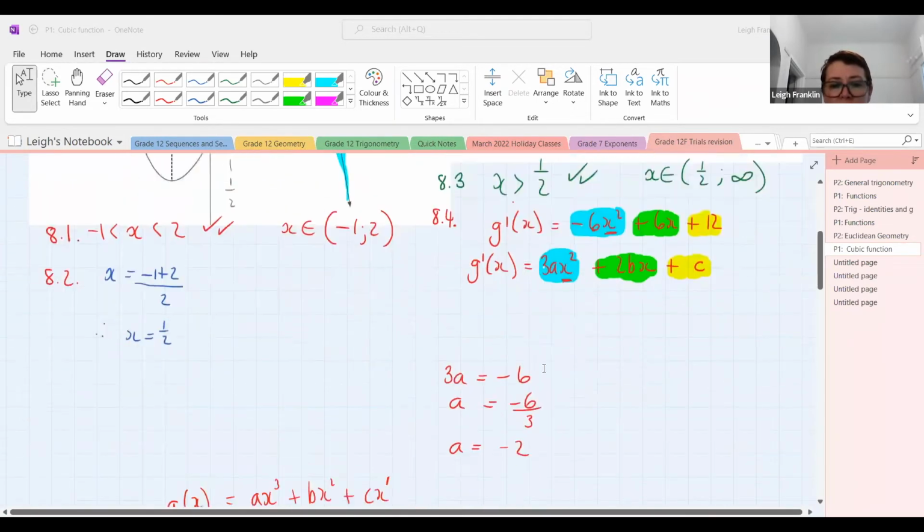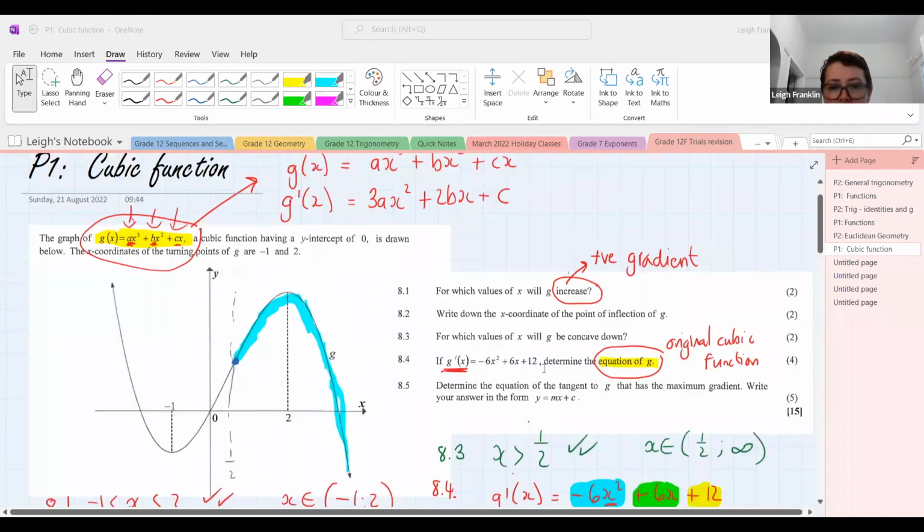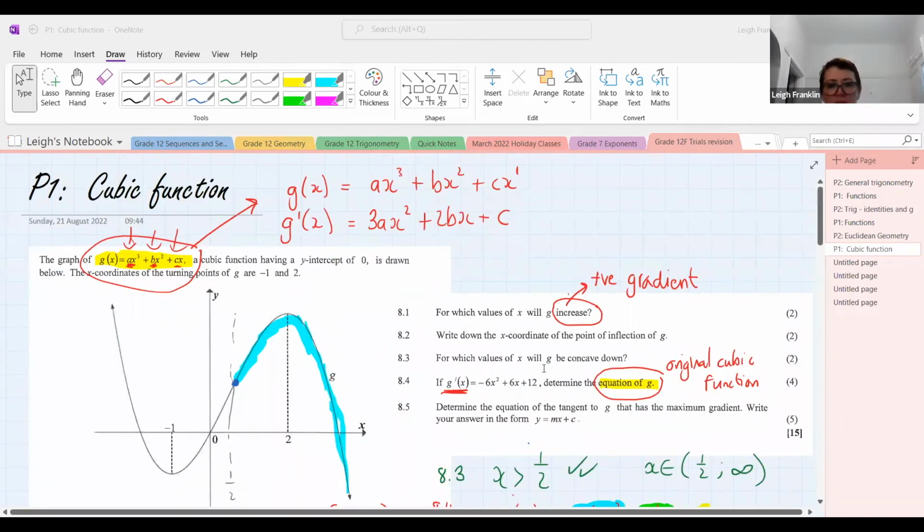So now we've worked out the values of A and B and C. Last question. Determine the equation of the tangent to G that has the maximum gradient. Write your answer in the form y equals mx plus c. So in other words, the gradient we know is always changing. So what we want to find is that point on our function where we have our maximum gradient.